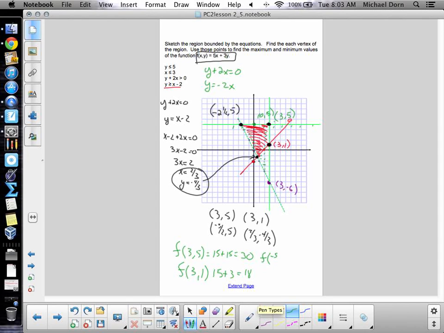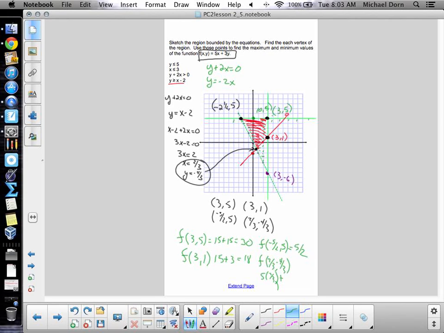F of (-5/2, 5) would be -25/2 plus 15. So -12.5 plus 15 is 2.5. And f of (2/3, -4/3). Well, that's going to get fun. 5 times 2/3 plus 3 times -4/3. 10/3 minus 12/3 is -2/3.